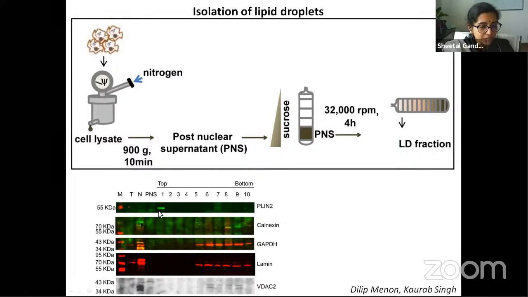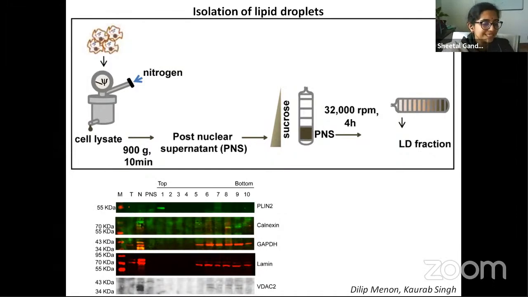So what this Western blotting result shows you is that this first fraction from the top, which we are calling the lipid droplet fraction, is largely devoid of these other subcellular contaminations, and it's enriched in the lipid droplet marker, which is perilipin 2. So this is how we isolate the lipid droplets, and we know that they're relatively pure.